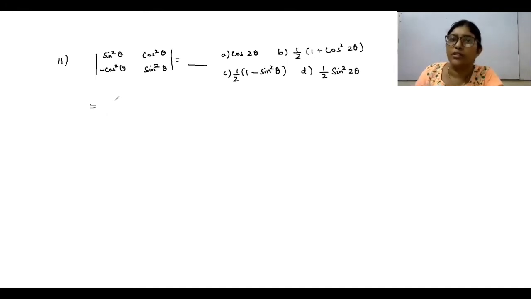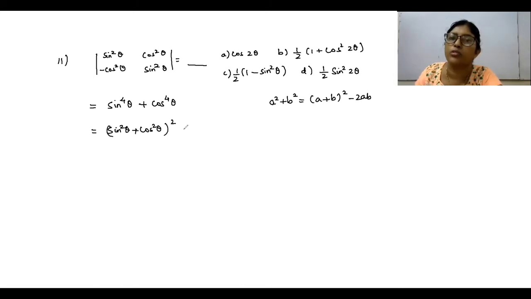This is a determinant. Let's expand it. Sine square into sine square, sine theta raised to 4. Minus of minus will become plus, and cos theta raised to 4. So going with the identity a square plus b square, which is a plus b the whole square minus 2ab, we have sine square theta plus cos square theta, because that will be our a and b, the whole square minus 2 sine square theta cos square theta.